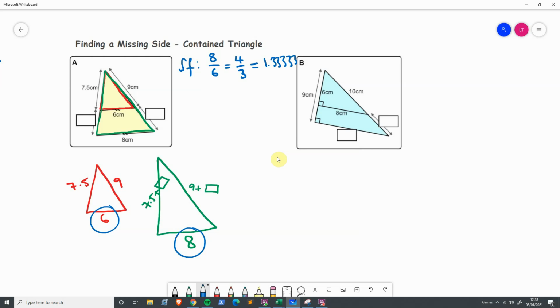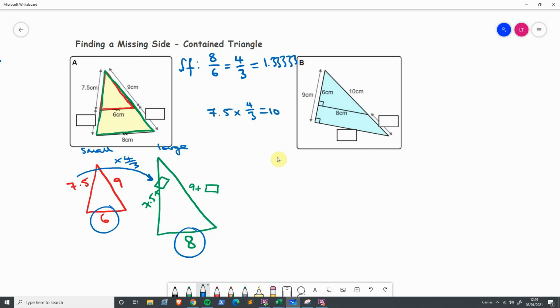So I need to then think, well, this is my small shape, this is my large shape. So I'm always going to be timesing in this question, actually. To get from this length to this length, I'm going to times by 4/3. So let's do that. 7.5 times by 4/3. Let me just do that on my calculator. That's going to get me 10. So 7.5 times 4/3 equals 10.